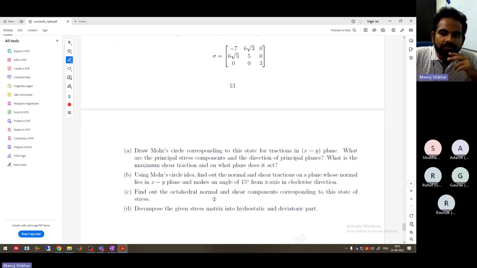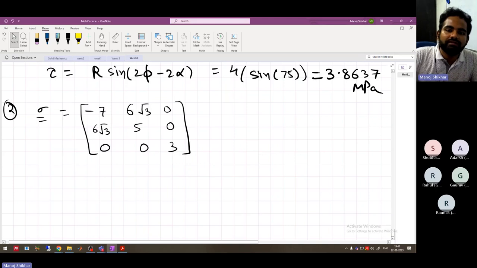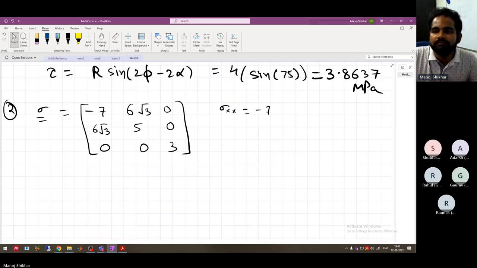What are the principal stress components and the direction of the principal planes? What is the maximum shear traction and on what plane does it act? The first question is similar to what we had done, so let's quickly draw it. What is sigma xx? First step, write sigma xx is -7. Sigma yy is what? 5. Then tau xy is 6 root 3.